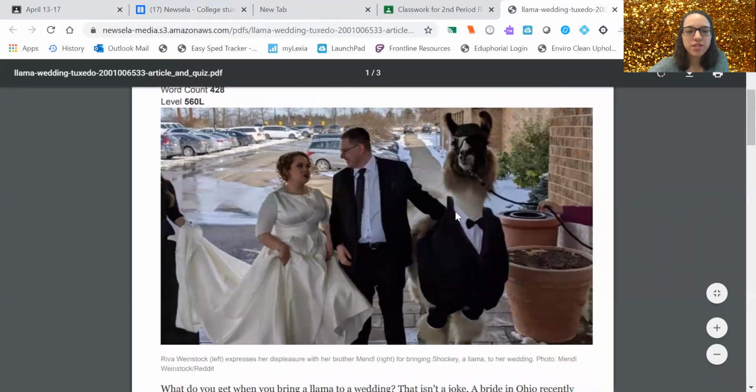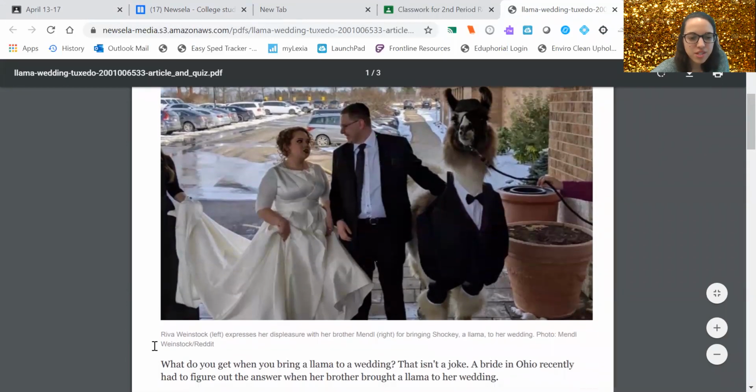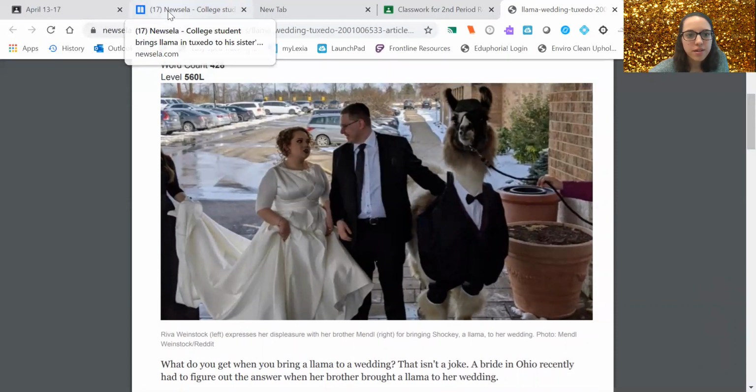Okay, we have a picture. You can infer that it's most likely a husband and wife at their wedding, groom and bride, and then you see the llama here in the tuxedo. The caption says, Reva Weinstock, left, expresses her displeasure with her brother Mindel for bringing Shockey, a llama, to her wedding. I accidentally pulled it up in the PDF file.